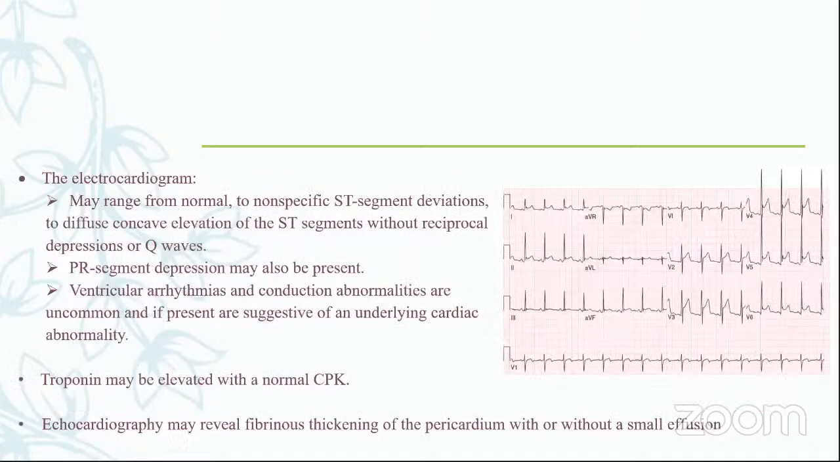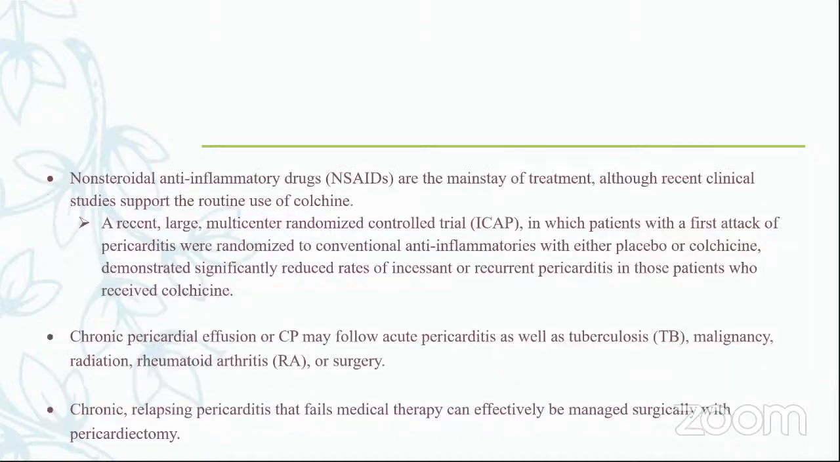The ECG may range from normal to non-specific ST segment deviation to diffuse concave elevation of the ST segment without reciprocal depression or Q waves. PR segments may be depressed, and ventricular arrhythmias and conduction abnormalities are uncommon, and if they are present, they are suggestive of underlying cardiac abnormalities. Troponin may be elevated with normal CK-MB, and echo may reveal fibrinous thickening of the pericardium with or without small effusion.